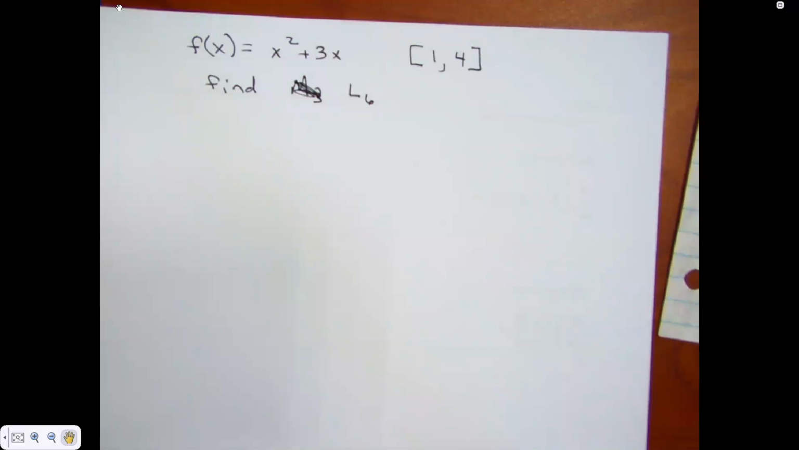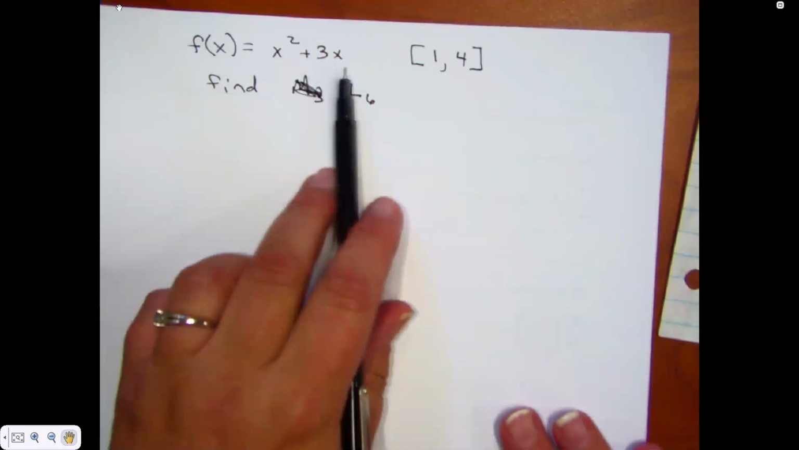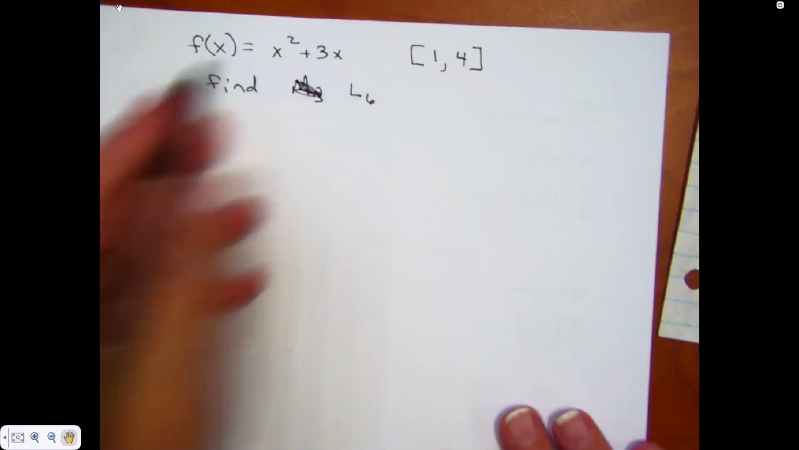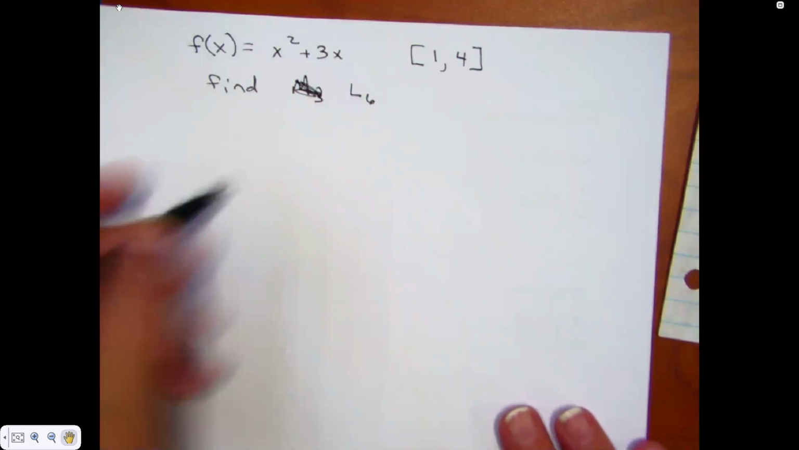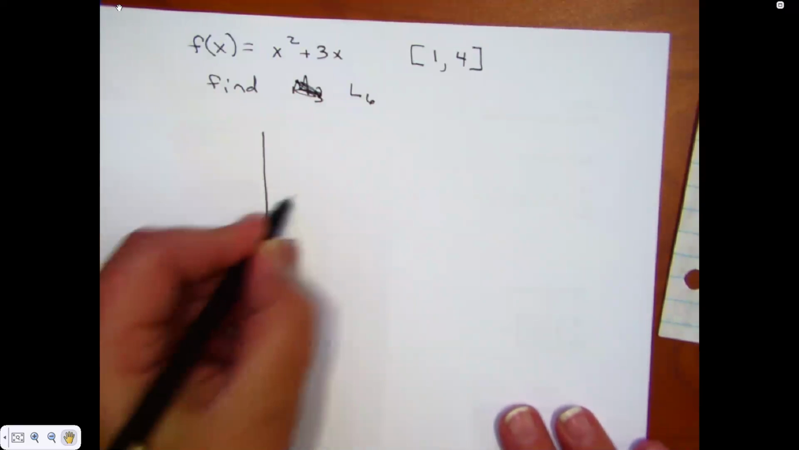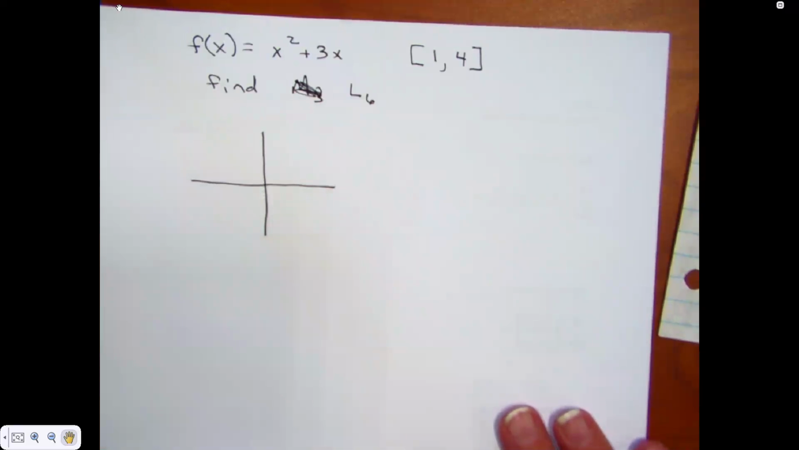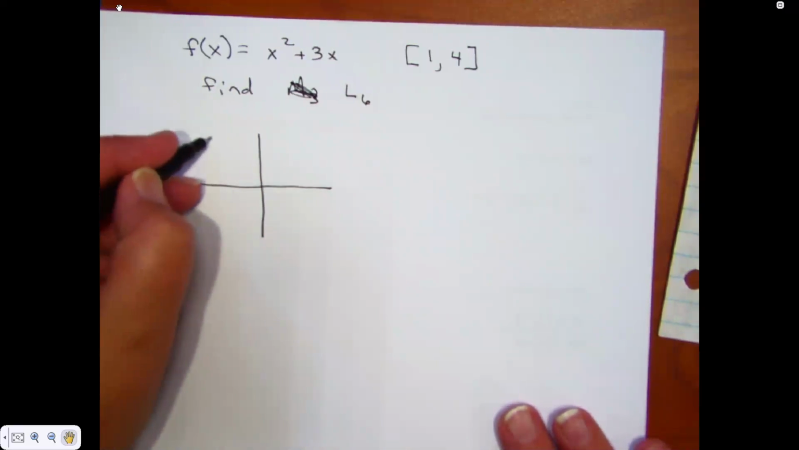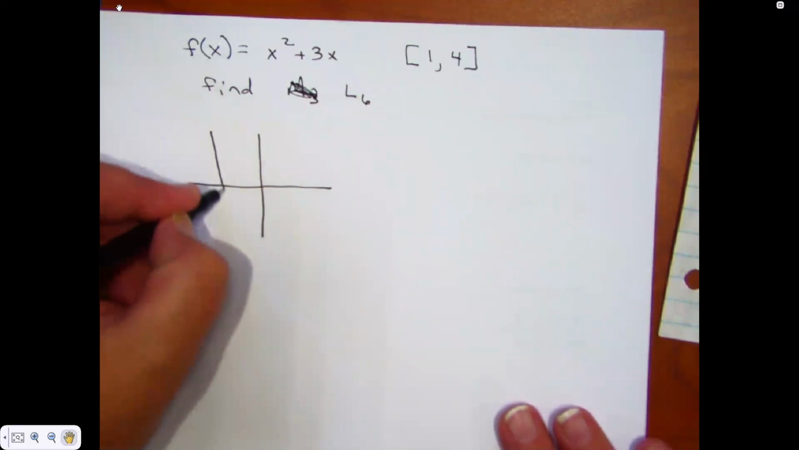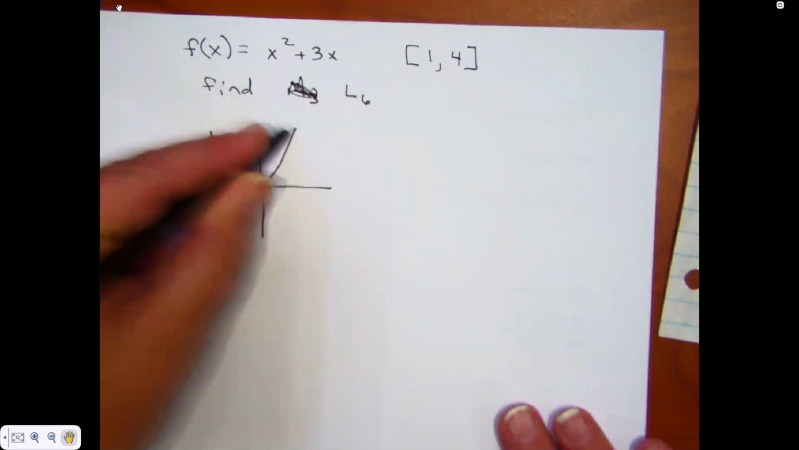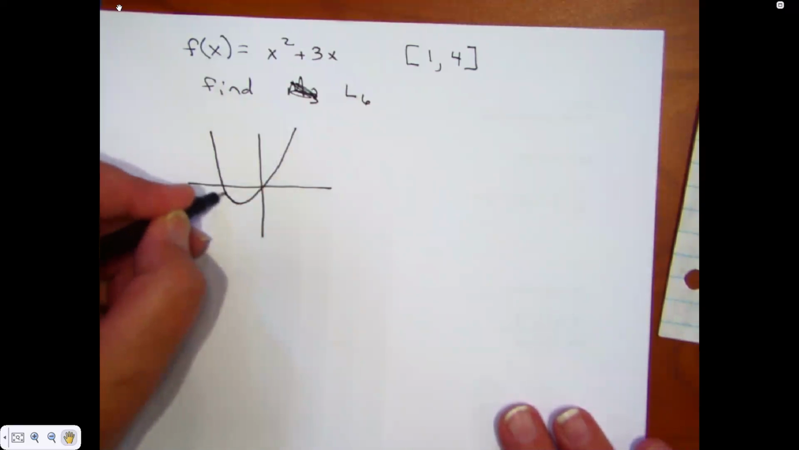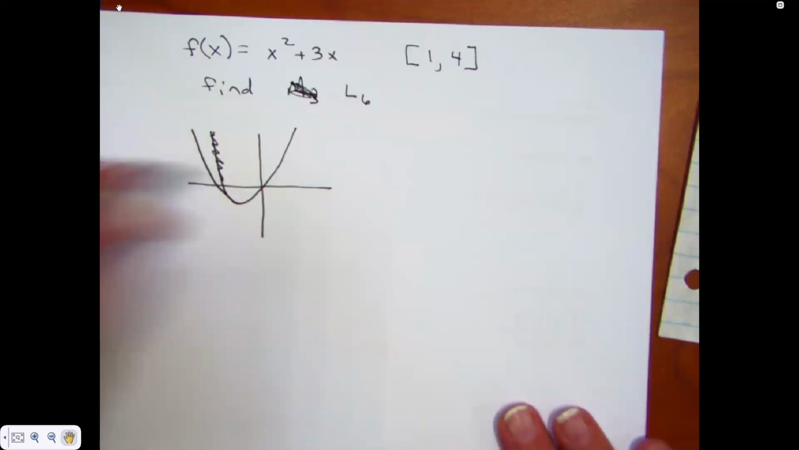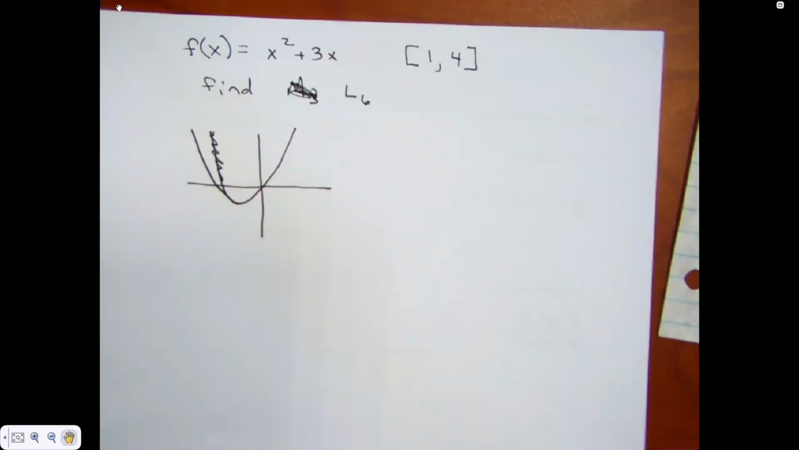So now, if we don't know what the graph looks like, let me show you. If you don't have a graphing calculator, it's going to be a little bit harder, but I'll show you how I do it even without looking at the graph. This is a parabola, and it kind of goes like this. That's actually pretty good. Okay, for me, that's good.